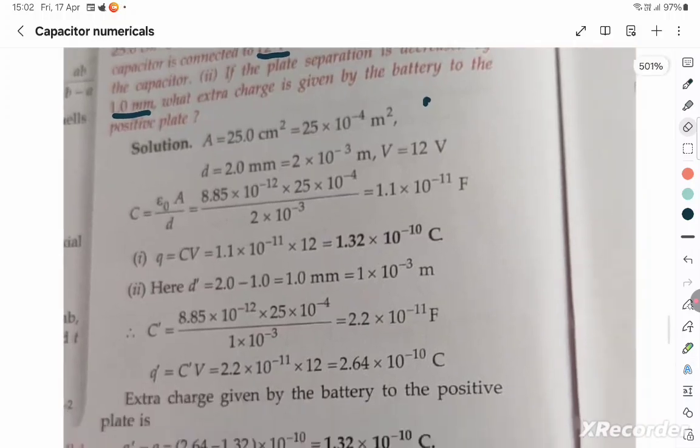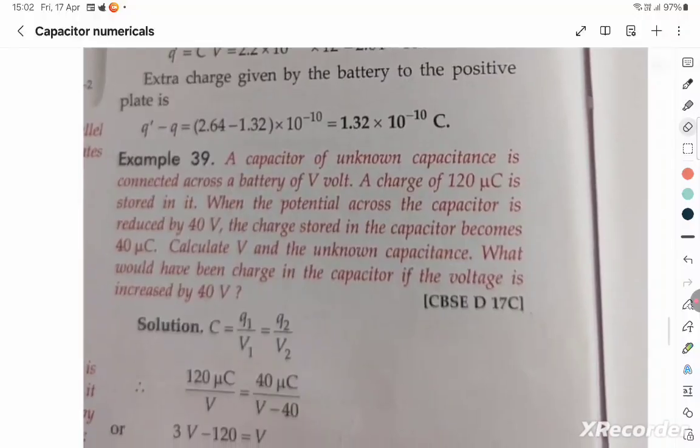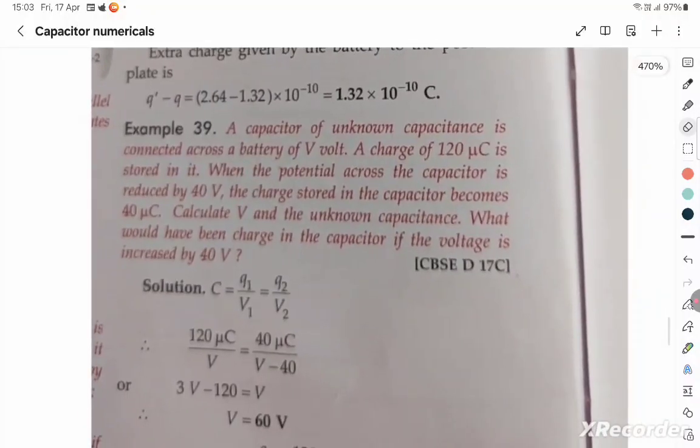This example 38 is over. Let's go to example 39. A capacitor of unknown capacitance is connected across a battery of V volts. A charge of 120 microcoulomb is stored in it. The charge has been given.